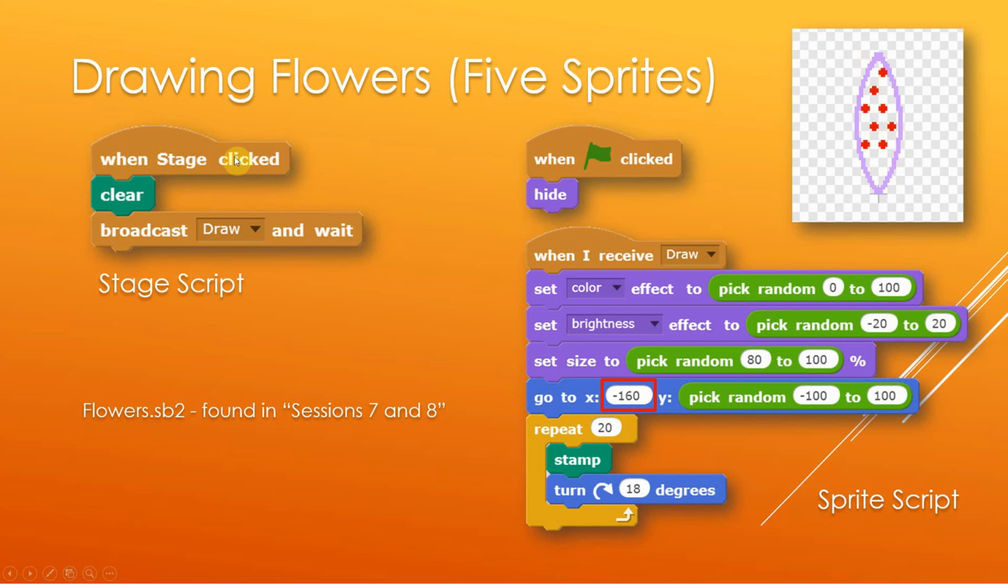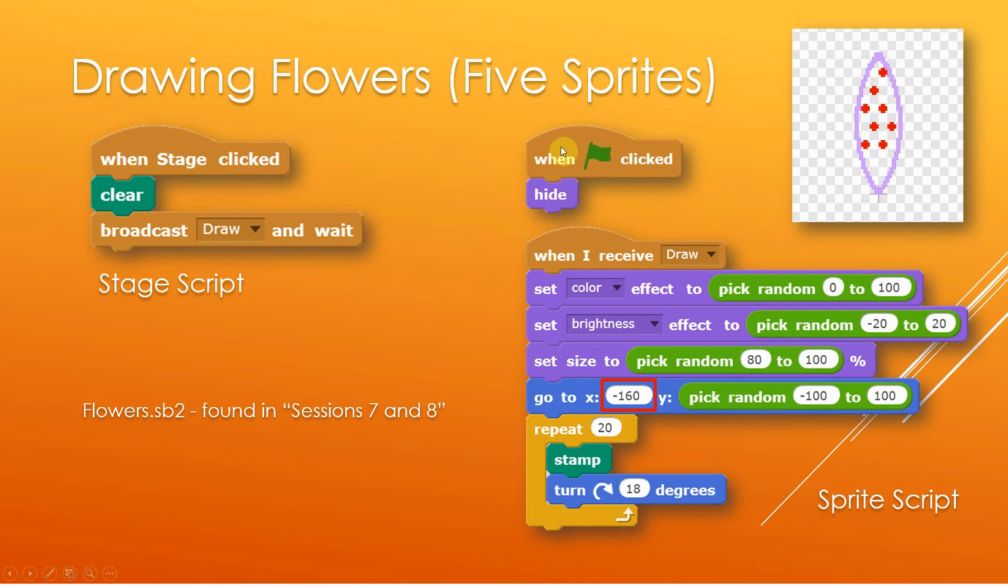So again, when we click on the stage, we're going to clear it, and then we're going to broadcast a draw and wait. Now previously when we drew our square, we didn't use the and wait, we just used the broadcast draw square. The and wait will mean that it will stop there, wait for everything to finish before it will continue. This is just to prevent you going bananas and clicking all over the stage while it's trying to draw the flowers and not actually getting a chance to finish.